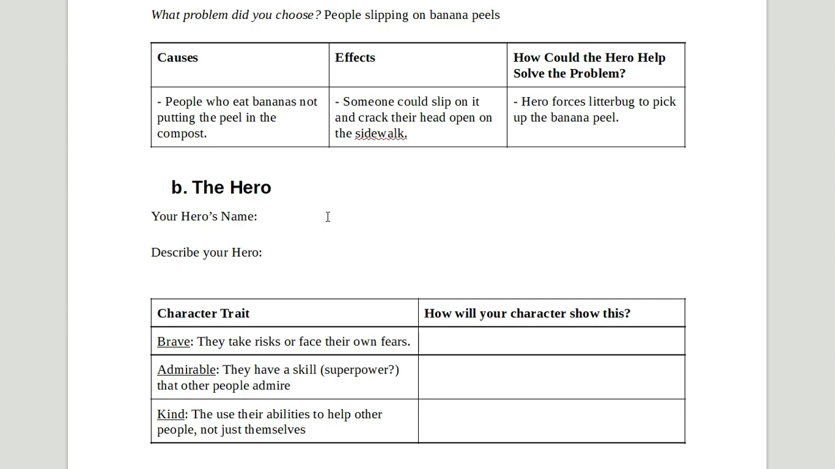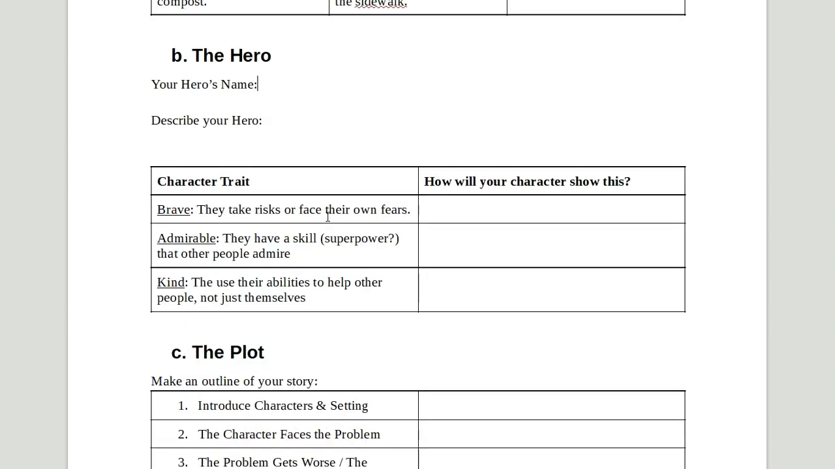Let's look at the second section, the hero. The first part says the hero's name. What could my hero be called? I never even thought about that. How about the peel preserver? Now that sounds weird. It doesn't need to have a superhero name. It could just be a regular person's name. It could be Samuel Lu. Samuel Lu.